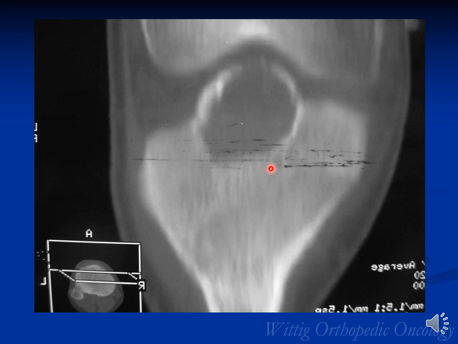This is showing you the CAT scan correlate of that lesion, where the lesion is extremely well circumscribed. You can see the junction of the tumor with normal bone, and it has grown into the tibial eminence and expanded the tibial eminence. The soft tissue component of it is covered with an eggshell rim of calcification.